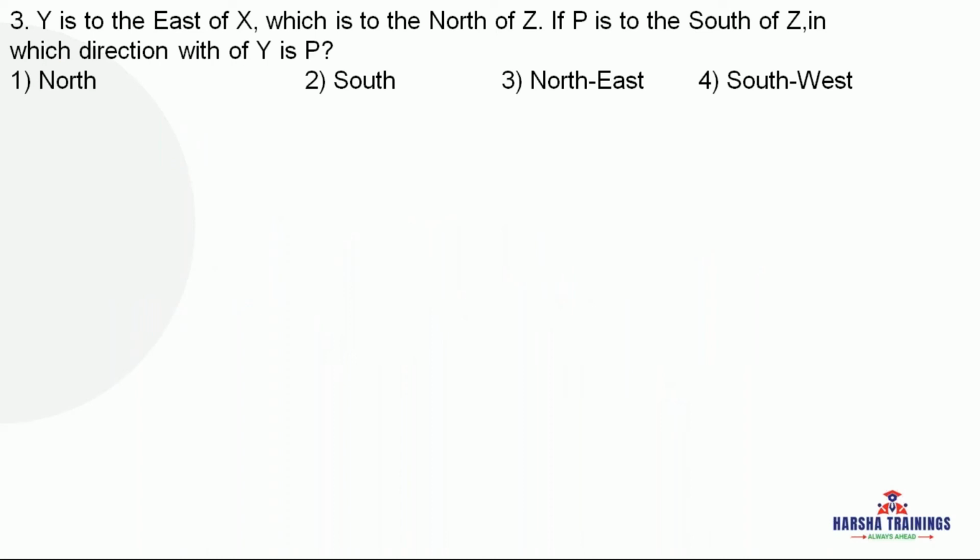Y is to the east of X, which is to the north of Z. If P is to the south of Z, in which direction with respect to Y is P? I think it's a simple question, right? What is the answer?